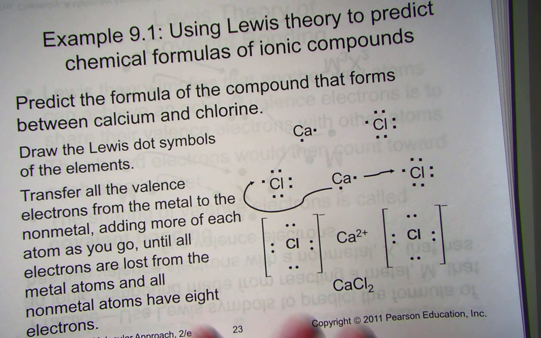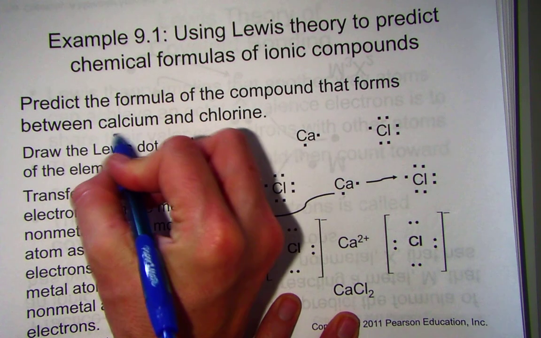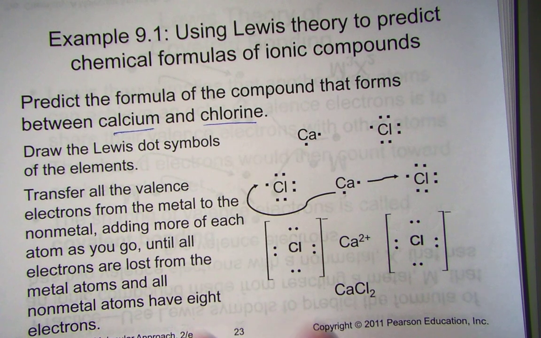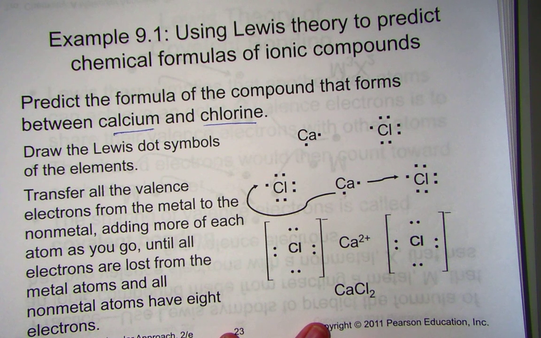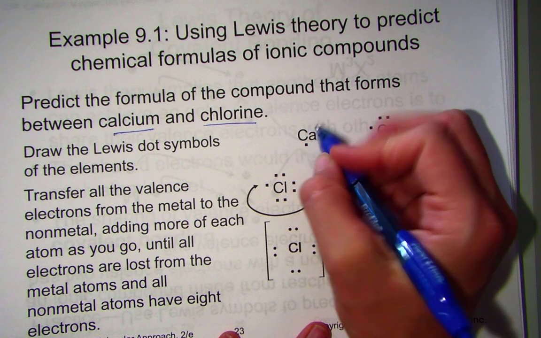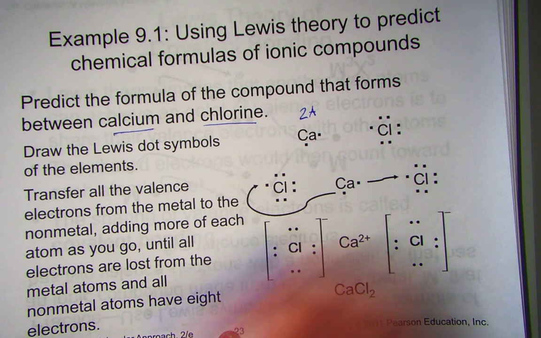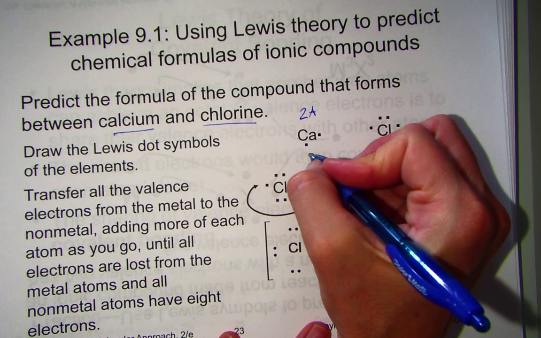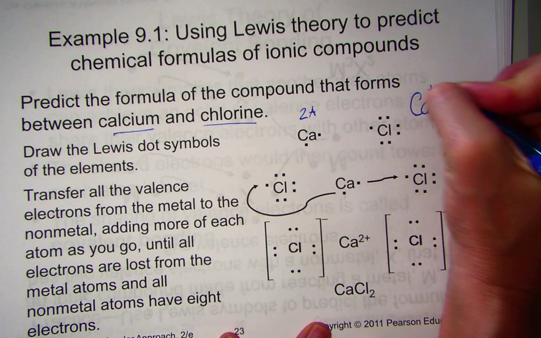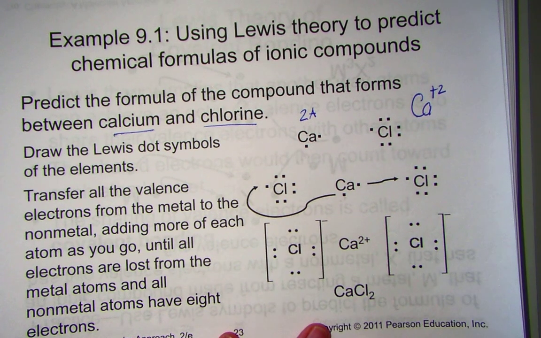Predict the formula of a compound that forms between calcium and chlorine. Friends, we've gotten so good at this, I'm not sure we even need to draw the dot symbols to predict. We've got the charges written right on our periodic table. We took the time to do that last quarter. If I look at calcium, it lives in group 2A. I can see that it has 2 valence electrons and therefore will carry a +2 charge when it loses those.